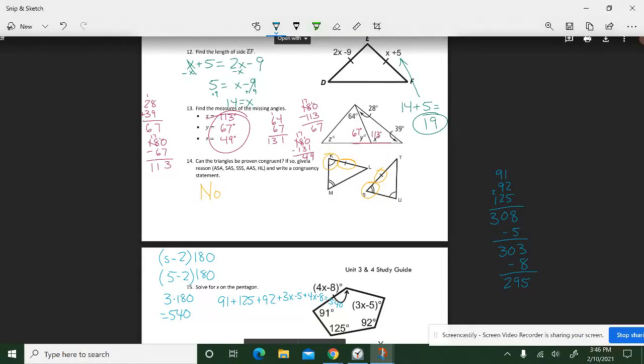So when you're combining like terms, don't forget the numbers that are part of the 3x minus 5 and the 4x minus 8. So I get 295 plus I have 3x and 4x. So that's going to be 7x equals my total, which is 540. Then I will work this out here over on the side. I'm going to subtract 295 from both sides. And I'm going to get 7x equals 245. When I divide by 7, I get x is 35. So that's the answer there.